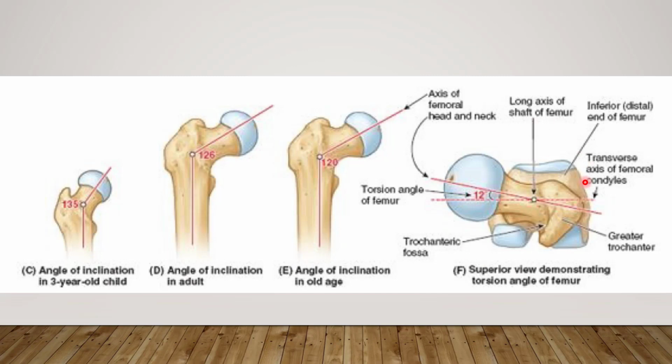Here in this diagram they have shown the torsion angle of the femur. We will take two axes for the torsion angle. One axis is along the femoral head and the neck of the femur, and another axis is the transverse axis of the femoral condyles, okay. Remember again, one axis is the axis of the femoral head and neck, and one axis is the axis of the femoral condyles. So the angle between these two axes is called the torsion angle or the angle of declination, okay.